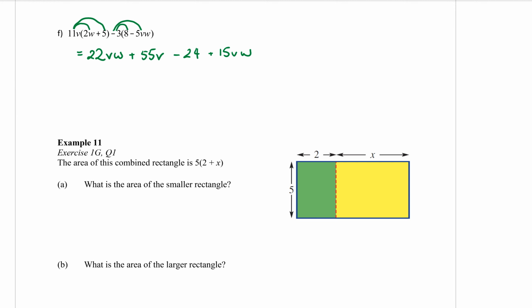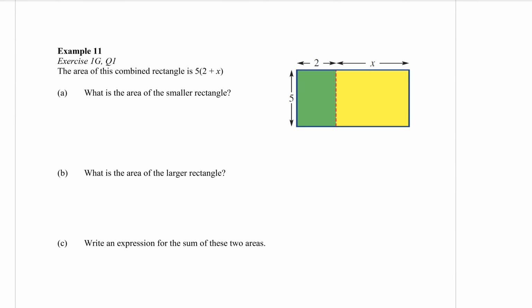Yep, so now we're looking for our like terms. Good. So the 22 VW and the 15 VW. They have exactly the same letters. Those are the only ones. Yep, they're the only ones. So 22 plus 15 is 37 VW. The other one's right at the end. 55V minus 24. Okay. Is everybody following along with me so far? Is everything making sense? Wonderful.